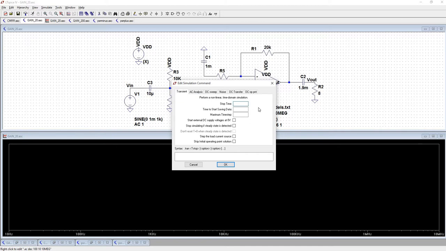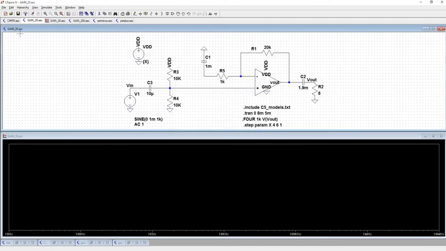We'll do a stop time. So let's get like a solid 3 periods. We have the frequency of the sine wave set at 1 kilohertz. So if we run it for 3 milliseconds, we should see 3 periods. But I'm going to stop it at 8 milliseconds, and then I'm going to start saving the data at 5 milliseconds. This way, we don't get any of the weird effects that happen right at startup.